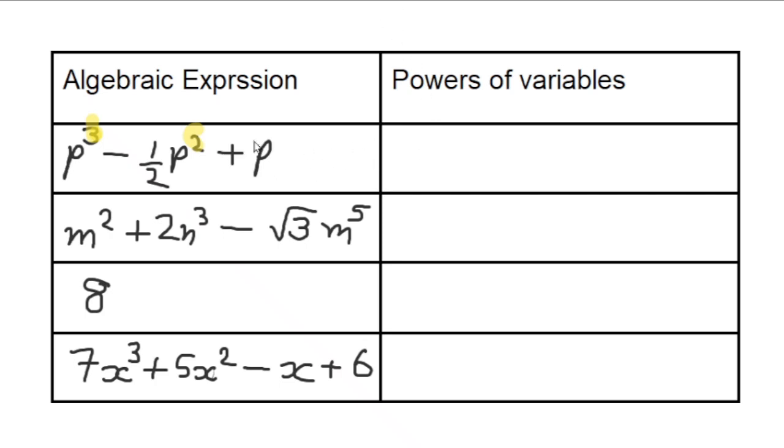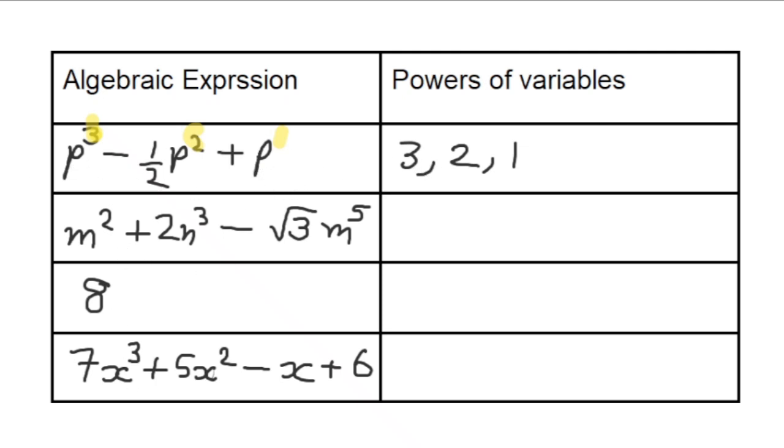So in the first example, the powers of the variable are 3, 2, 1. Here p is there, which means p raised to 1. In p cube, the power of variable p is 3. The next term, minus half p square: in this term, the power of p is 2. And plus p: here only p is there, that means the power of that variable is 1. So these are the powers of the variable for the first algebraic expression.